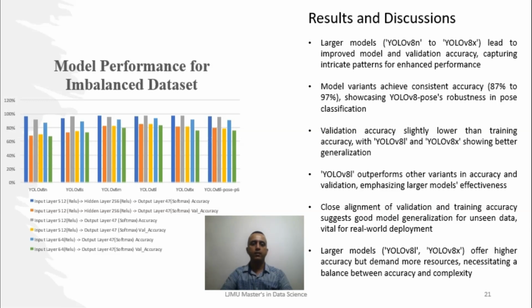YOLO V8L was observed to outperform other variants in accuracy. Close alignment of the validation and training accuracy affirms good model generalization for unseen data. This is especially important for real-world deployment. However, as a flip side, large models, though offering higher accuracy, demand more resources. This necessitates a balance between accuracy and complexity.